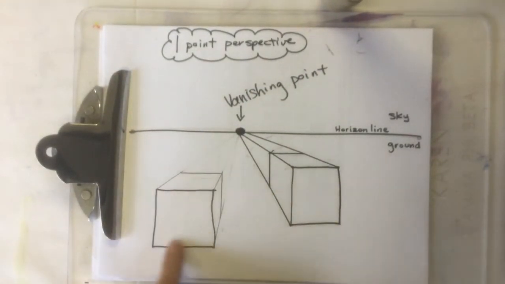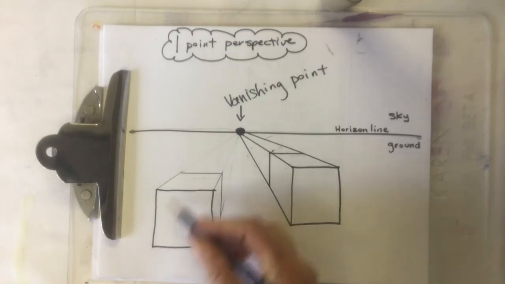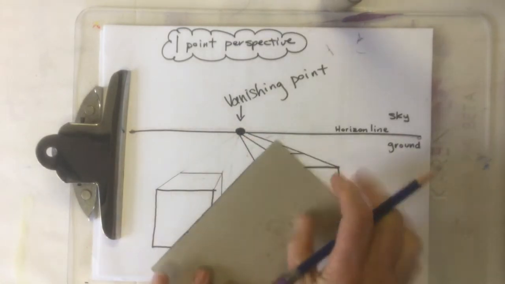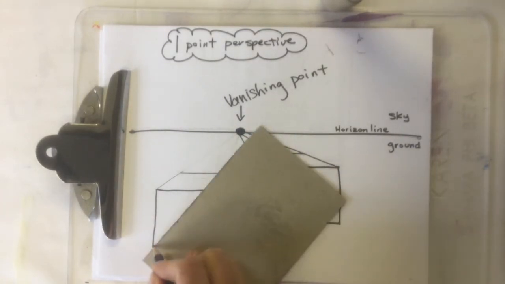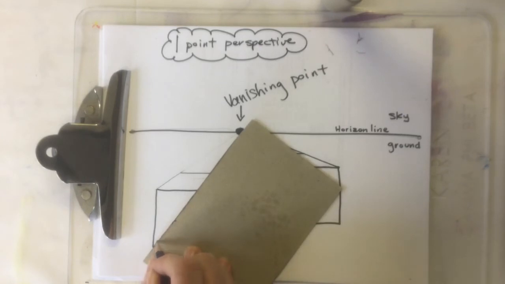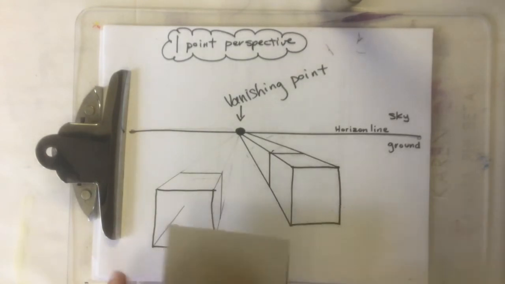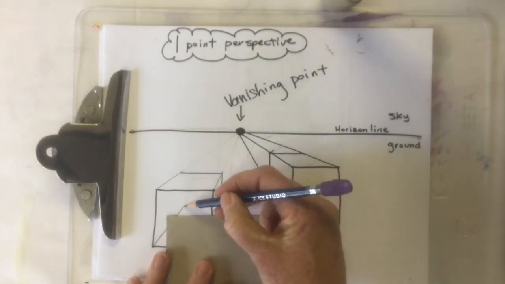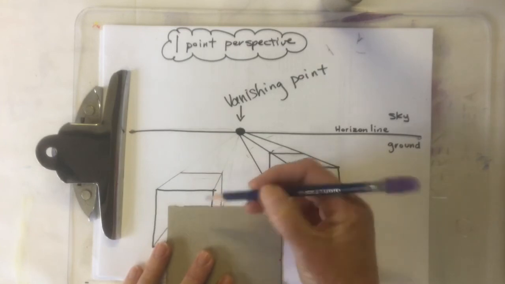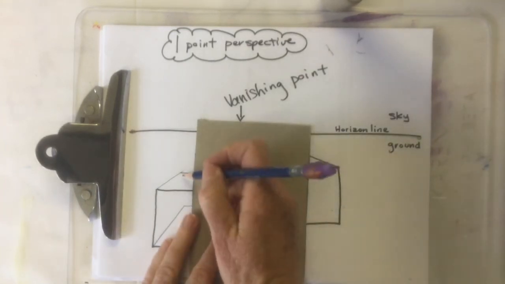If you want to make your cube look hollow, now I could put a line from this corner towards that vanishing point. So I'll show you how to do that. So this would go towards my vanishing point, maybe to about right there. And then what I'm going to do is make the back of the box going from there to this corner here.